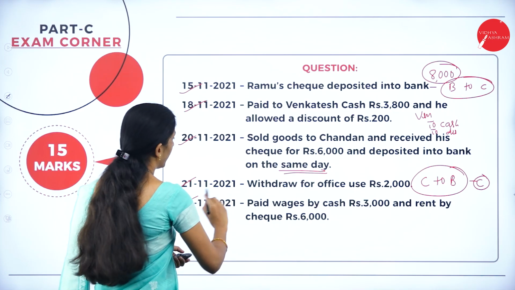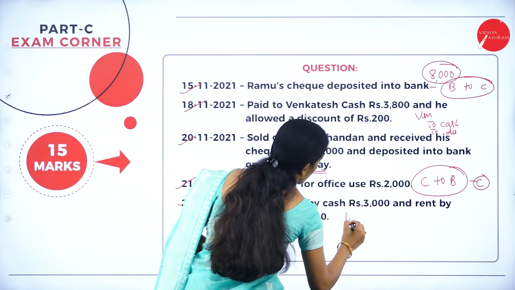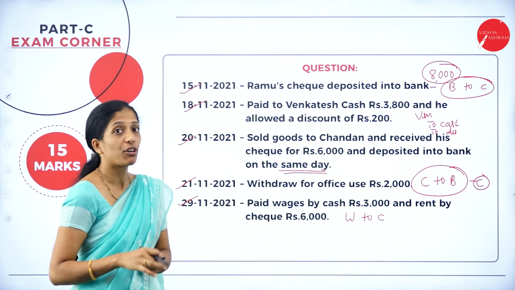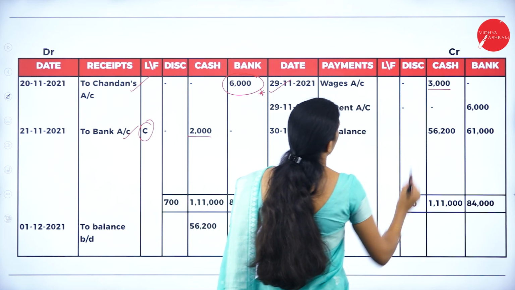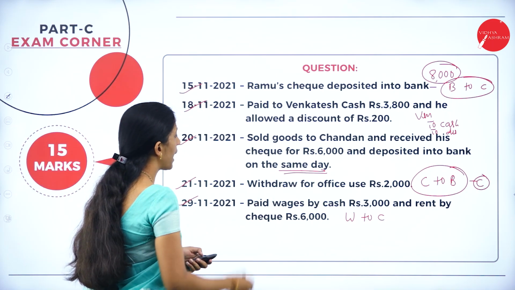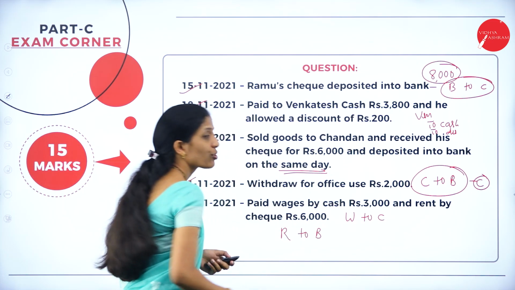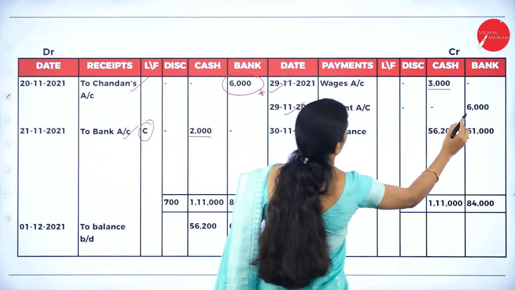Next is 29th. Paid wages by cash. So, what is the entry? Wages to cash. So, how do we write? By wages, but the amount in the cash column. So, by wages, amount in the cash column, and rent they have paid by check. So, your entry is rent to bank. So, I'll write by rent, but the amount in the bank column.